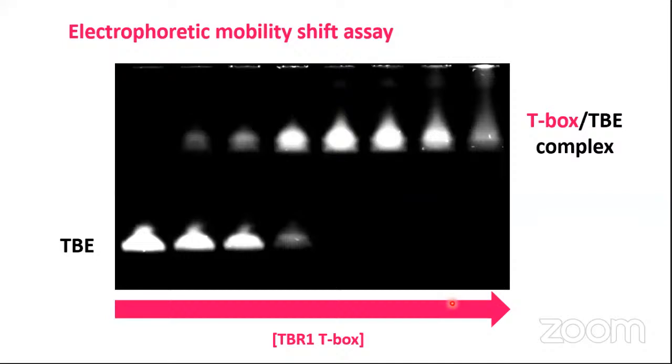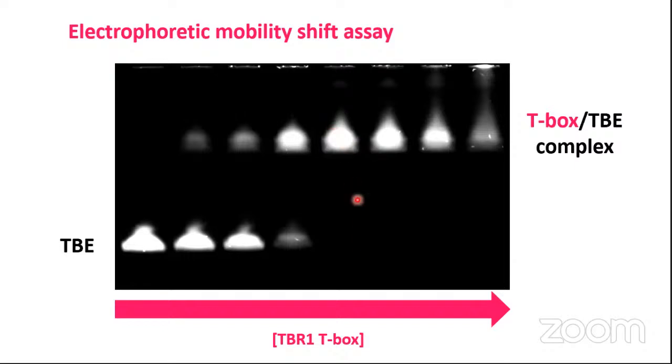So here are the results of my electrophoretic mobility shift assay. If we look just at the first lane, this is the control lane, which has just the labeled T-box binding element. Then from lane 2 onwards, we titrated increasing concentrations of the TBR1 T-box domain. It shows that even at low protein concentrations, the TBR1 T-box domain still binds specifically to the T-box binding element.